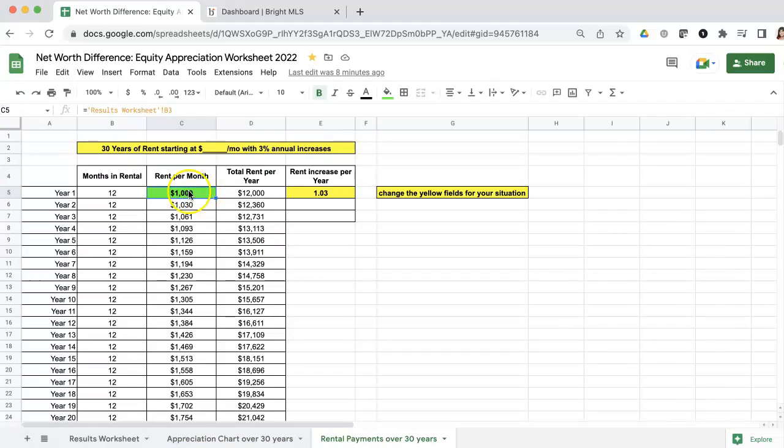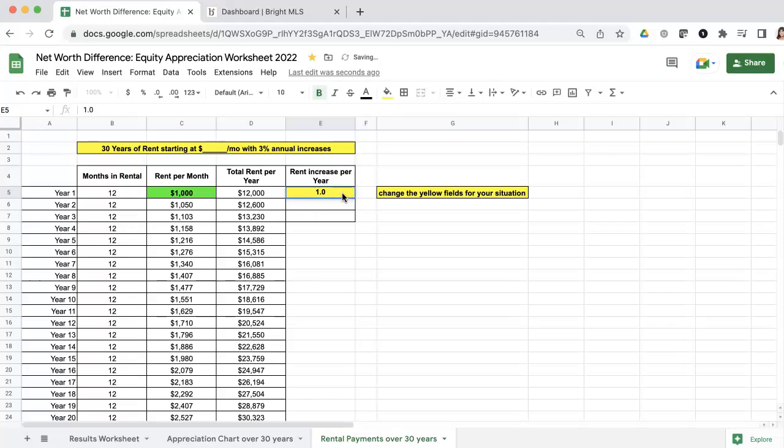Now in this sheet, this $1,000 is pulling from the results worksheet from page 1, so you don't need to fill that in. If you wanted to assume a different rate of increase, feel free to adjust this. A 4% increase would be represented by 1.04. A 5% increase would be represented by 1.05.